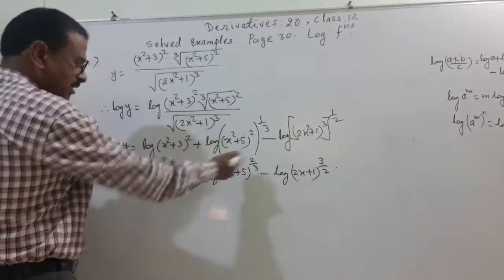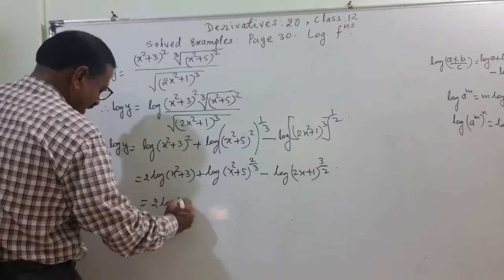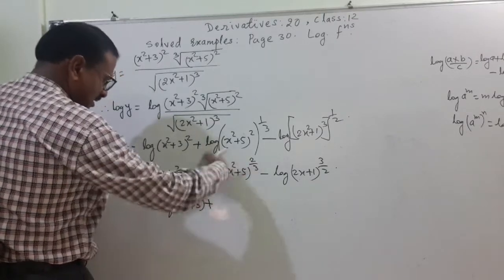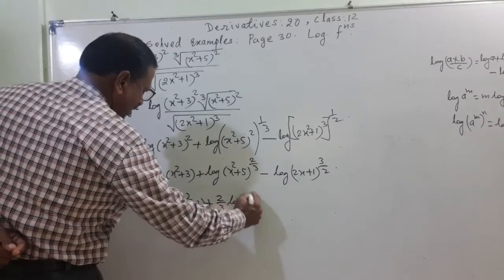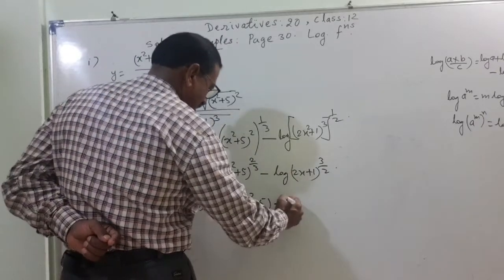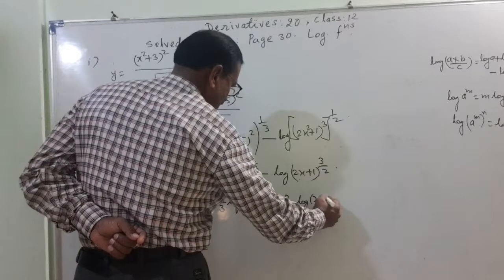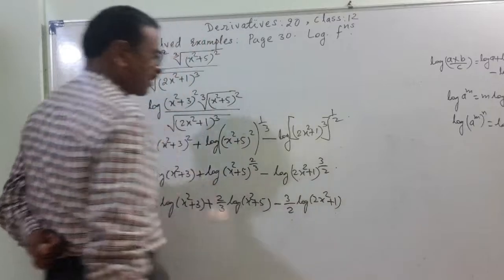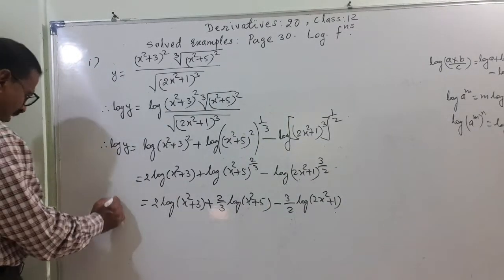Now once again I have the chance to simplify this. That is equal to 2 log of (x square plus 3) plus, this I will take here, 2 upon 3 log of (x square plus 5) minus, this will come here, 3 upon 2 log of (2x square plus 1). So now it has become simple. This is log of y.